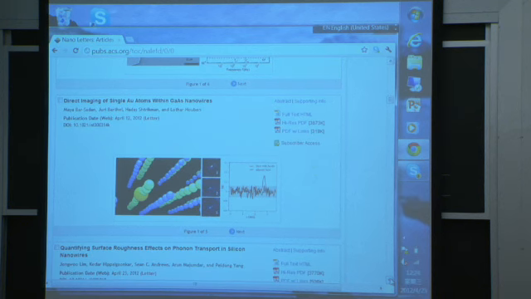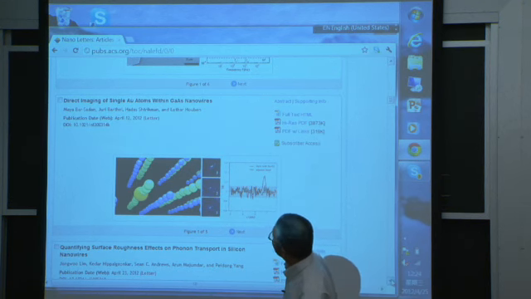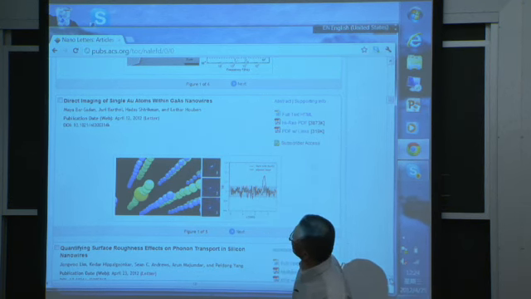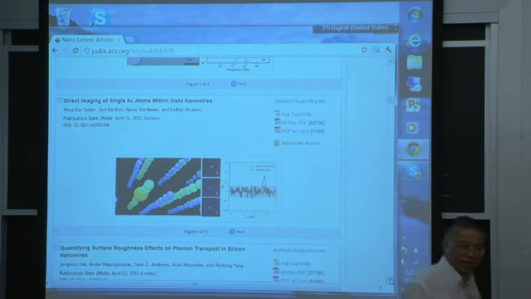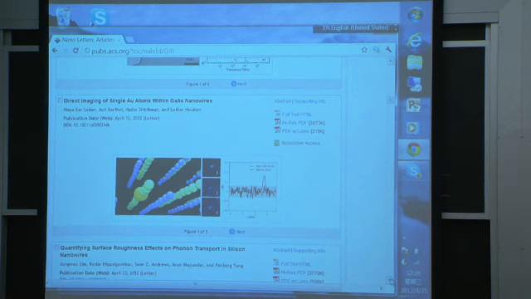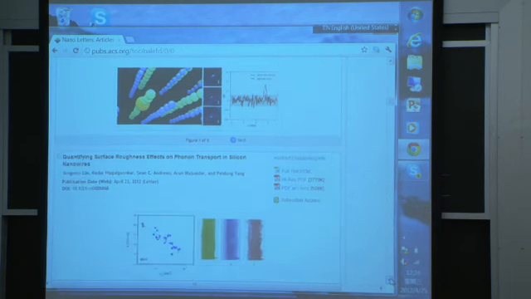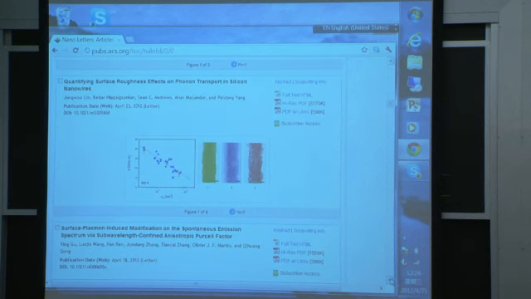I don't know what this one is doing, but I would assume it must be doing some tunneling or related. Direct image of single gold atom with nanowire. Maybe the nanowire is a probe of the tunneling here. Again, I'm just guessing, okay? I want to challenge you to go back and develop the habit and see whether there are things that you should be paying more attention to.